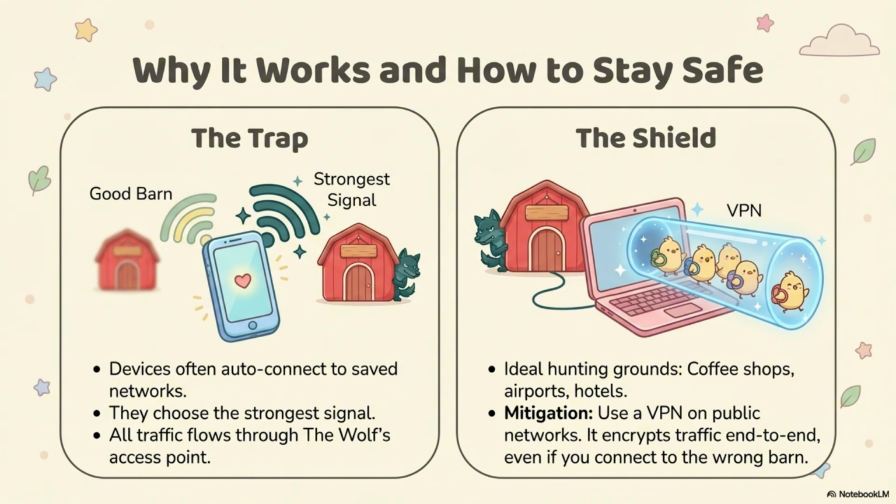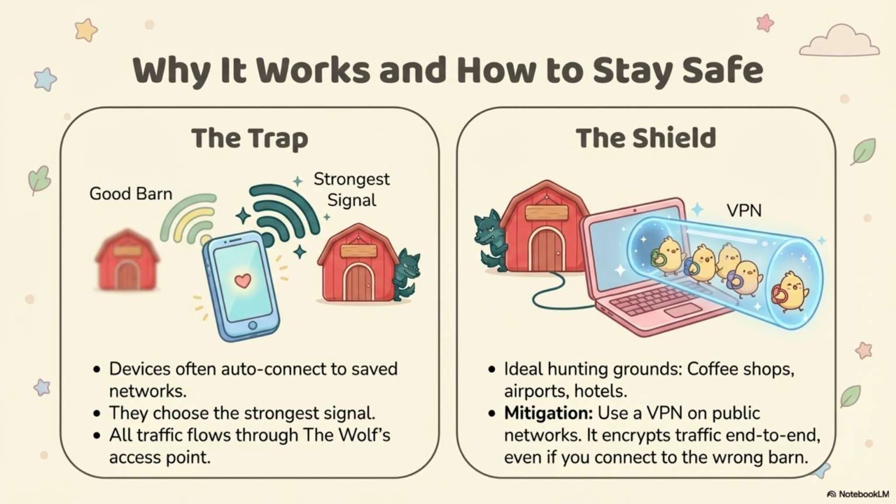Why does this work? Devices often auto-connect. They remember saved network profiles. They choose the strongest signal. Once connected, all traffic flows through the wolf's access point. Sometimes he presents fake login pages. Other times, he silently captures traffic. Public places are ideal hunting grounds. Coffee shops, airports, hotels. Mitigation matters here.